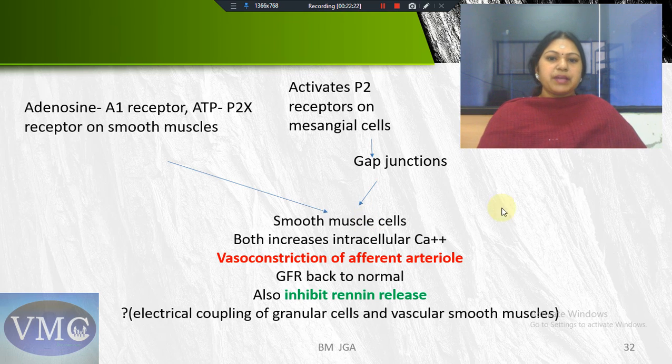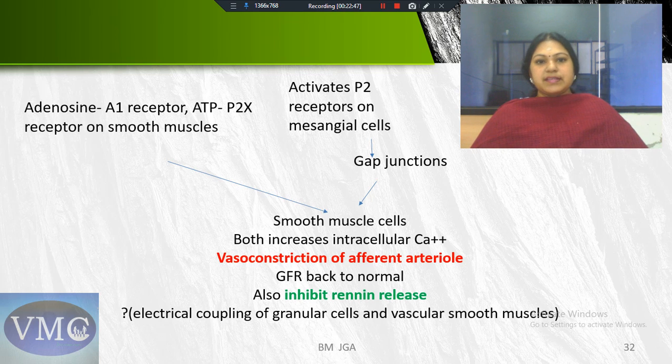So what is happening in the smooth muscle cells? It increases the intracellular calcium levels, and this causes vasoconstriction of the afferent arteriole. So the GFR goes back to normal. This also inhibits renin release. You must remember this. This also inhibits renin release. This could be due to the electrical coupling of the granular cells to the vascular smooth muscles.